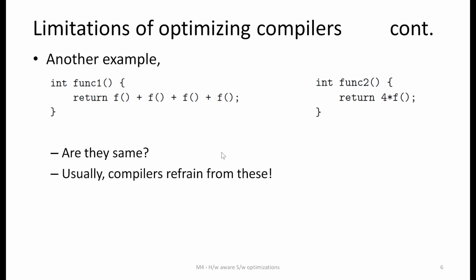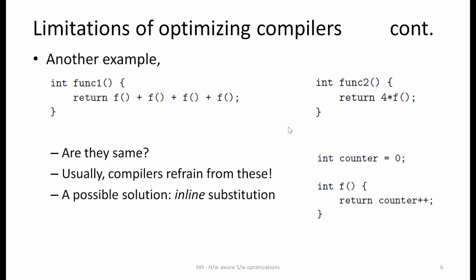They are not the same because they are dependent on the function f itself. For example, if you have a function f which is affecting a global variable here, counter, at the end of function 1 and at the end of function 2, the value of counter is different. That means the return value of function 1 and function 2 would also be different. So this is not a valid optimization again.